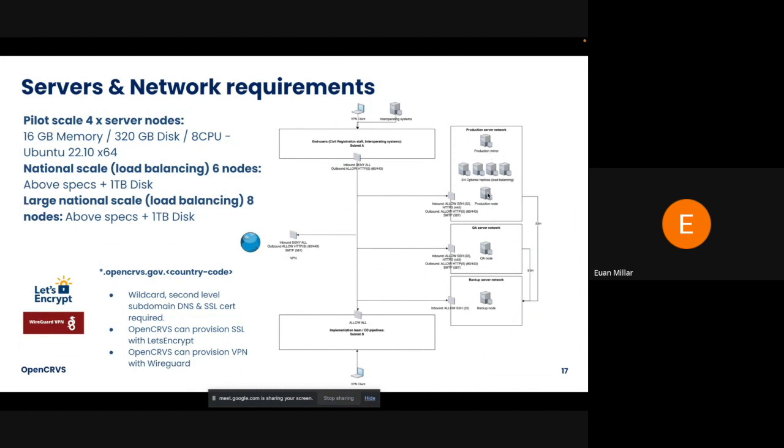Depending on your country size, if you have a population in the region of, say, 50 to 100 million people, then you can have a load balance cluster of an additional 2 nodes, so 6 servers. And if you are installing OpenCRVS in a very large country of, say, 150 plus million people, then 6 nodes are required. So you can load balance across those servers. Other technical requirements, you will need a second level wildcard subdomain for your DNS and SSL certificate generation. And OpenCRVS can provide that for you, and it can provide the VPN for you also.